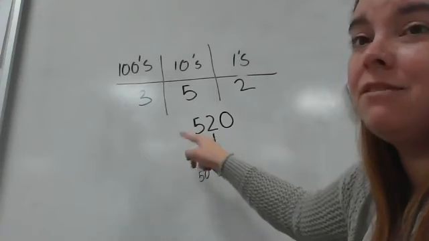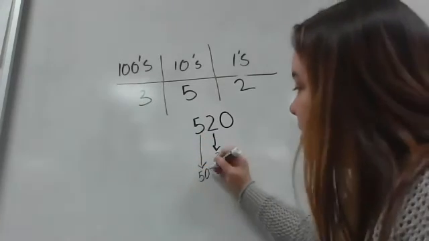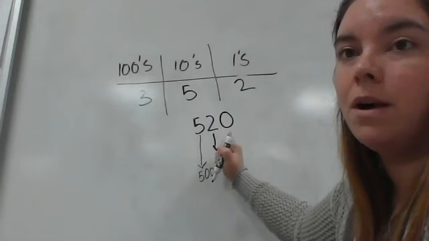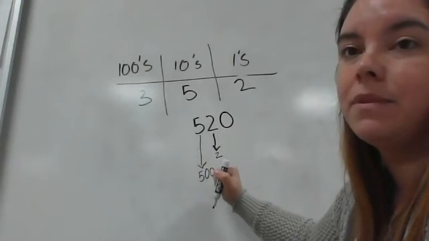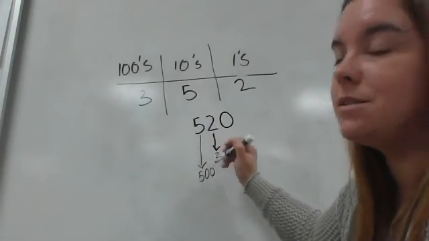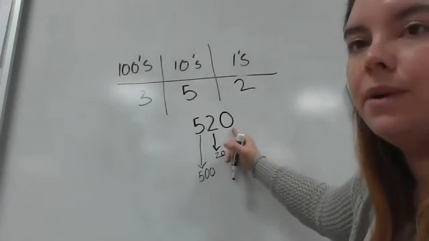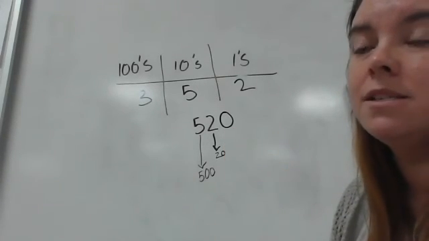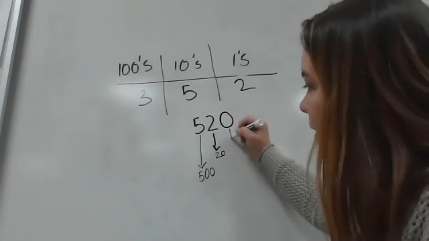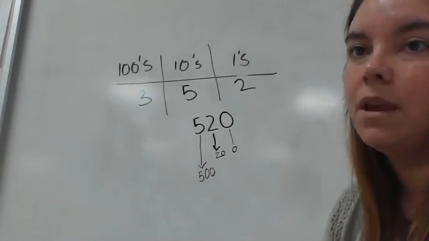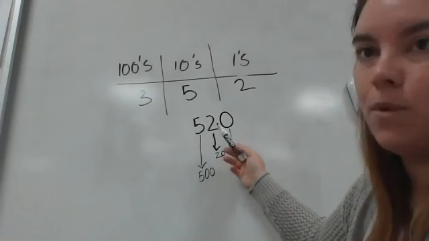So now we have 500s, which means we have 500. And the 2 moved from the 1 spot to the 10 spot. So now we have 2 10s, which is 20. And because we put the 0 in the 1 spot, we have 0 1s. But that's okay, because we can have 0 1s and it's still 0. And so our number is 520.